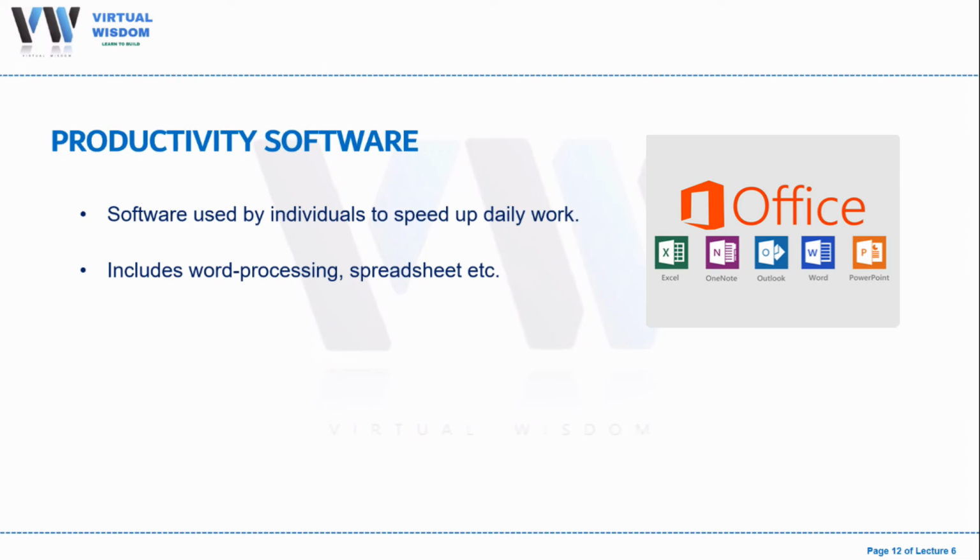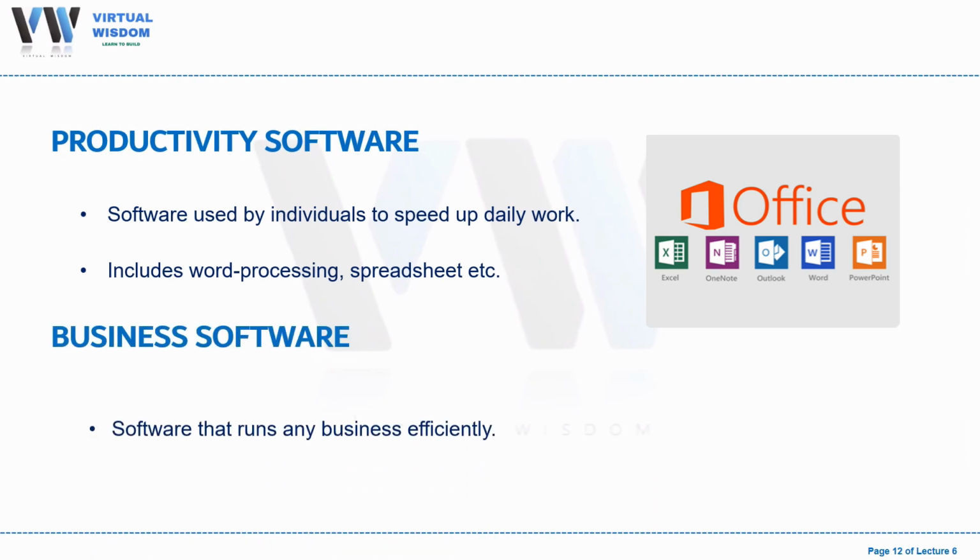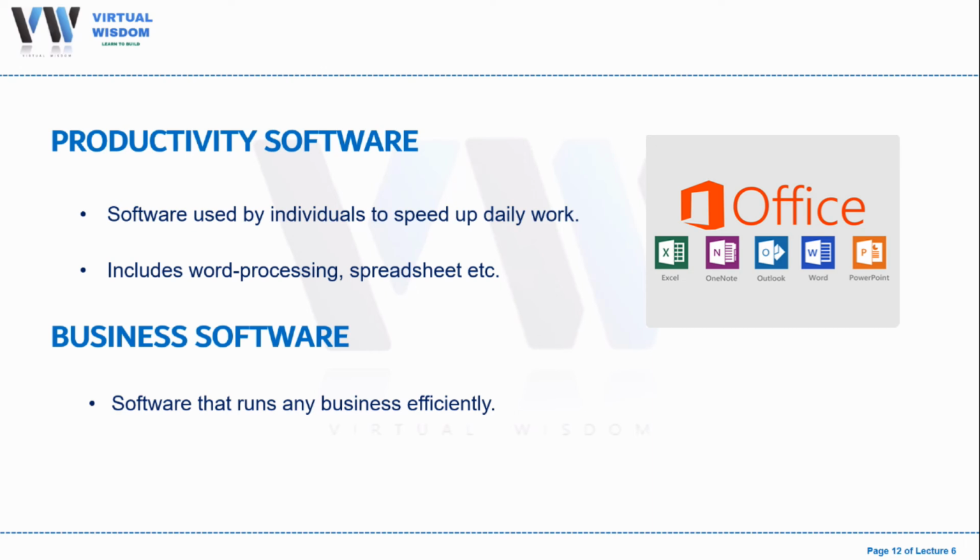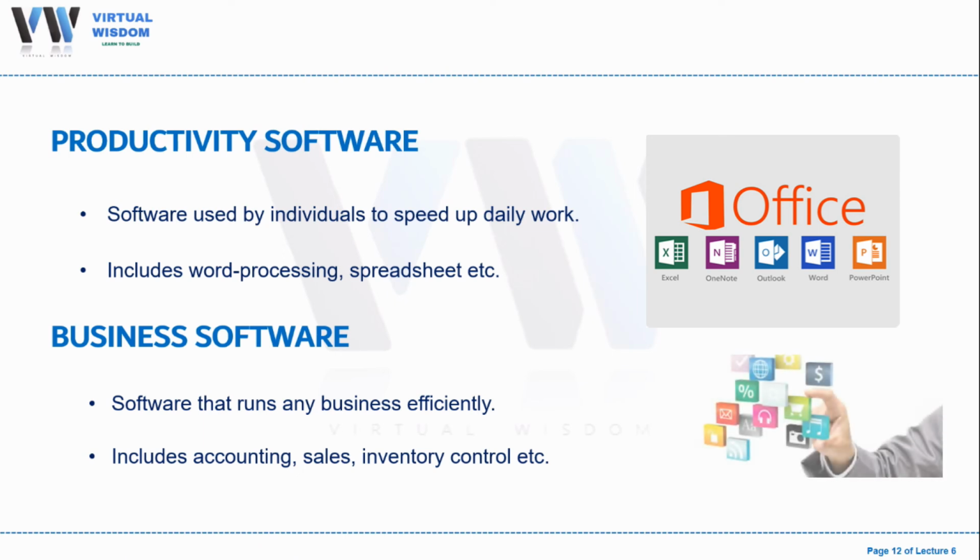After productivity, there comes business software. It is basically a software to run a business in an efficient way. It may automate the work of accounting, sales and marketing, etc.